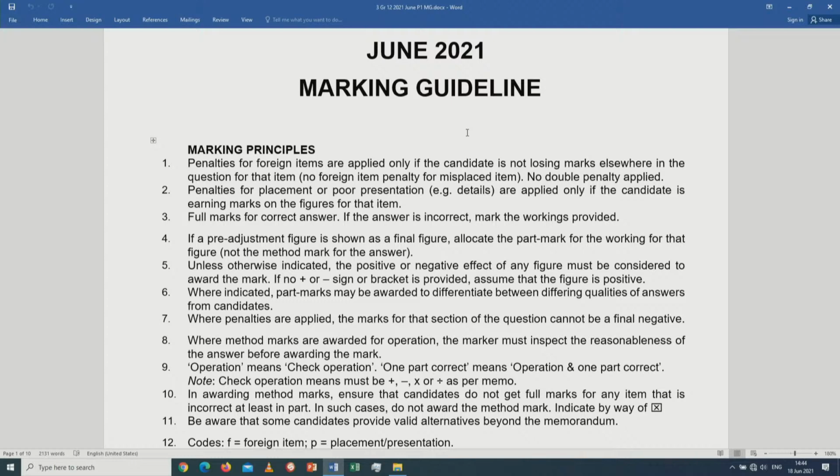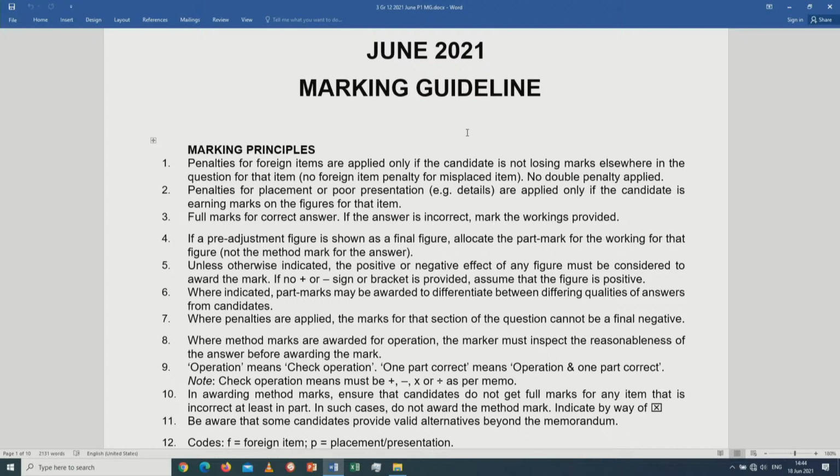Full marks for correct answer. If the answer is incorrect, mark the workings provided. We'll see when we check the income statement. We start on the right to mark. If the answer is correct, we give full marks. If the answer is not correct, we mark the working on our left-hand side in brackets.